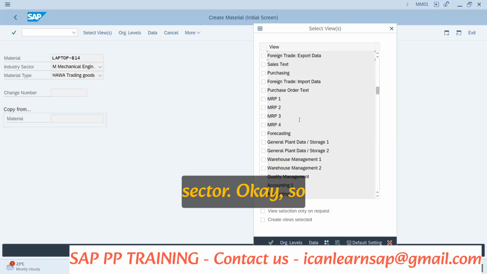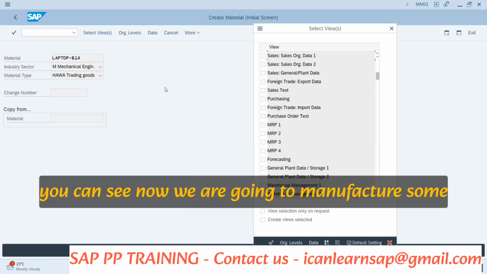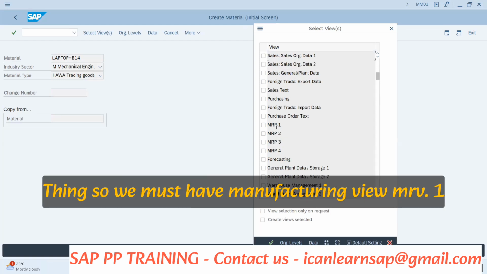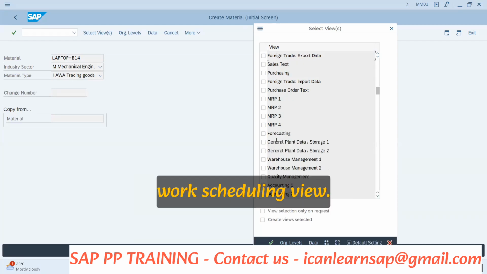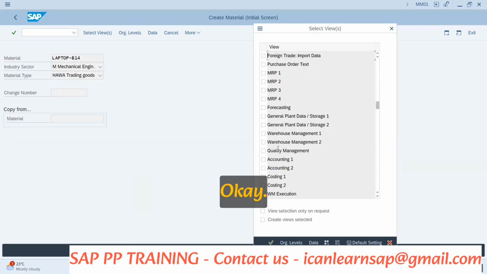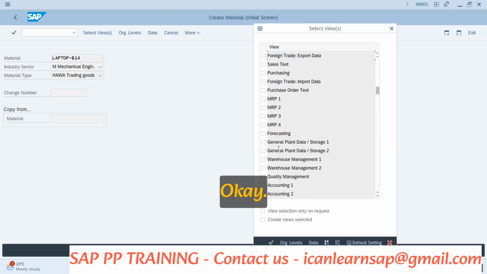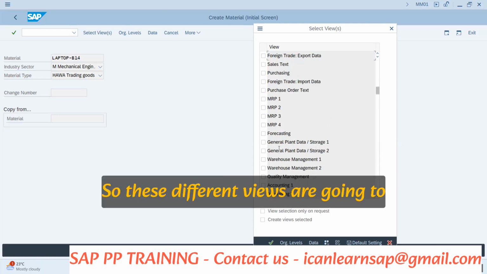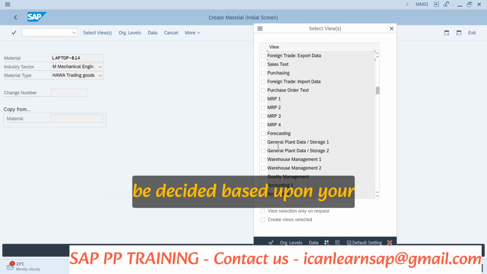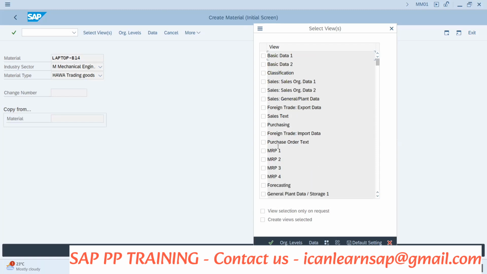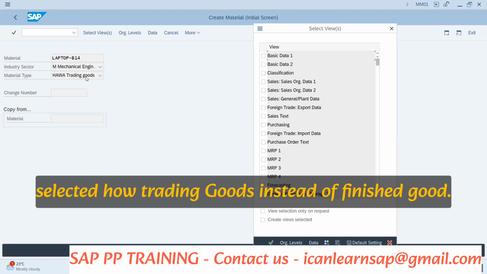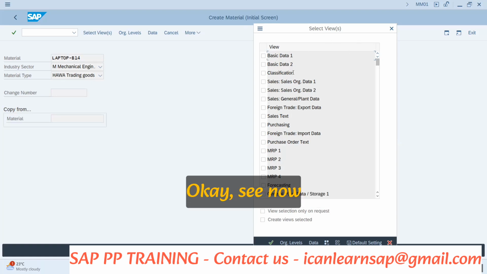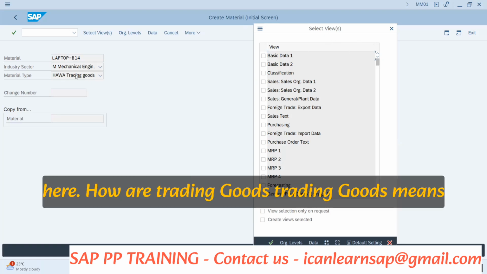Now you can see we are going to manufacture something, so we must have the manufacturing view, MRP 1, 2, 3, 4 views, forecasting view, work scheduling view. These different views are going to be decided based upon your selection criteria. Now here what I have selected is trading goods instead of finished good.